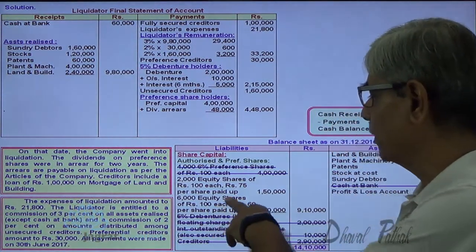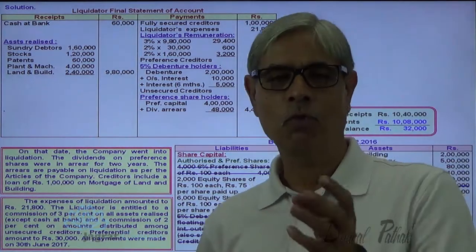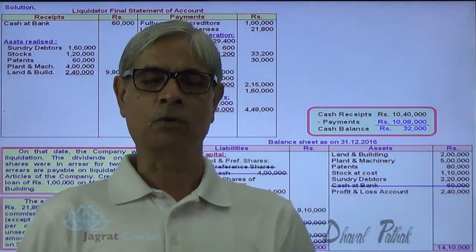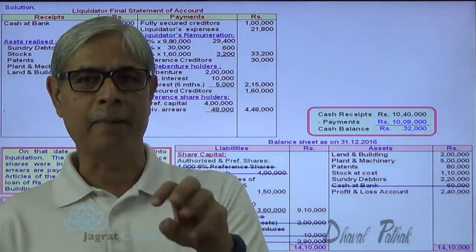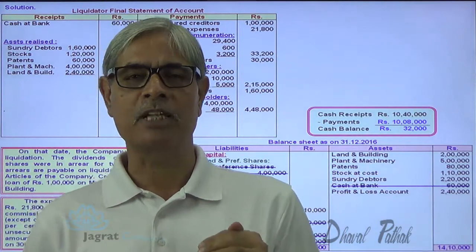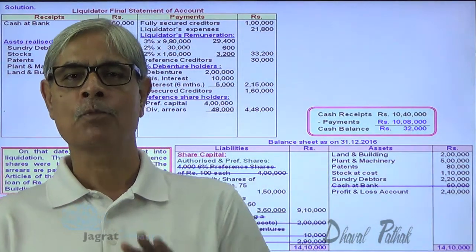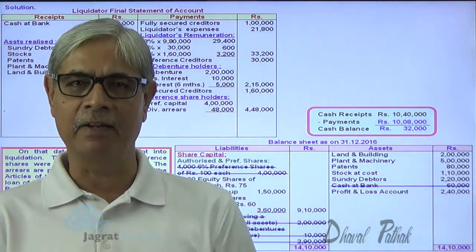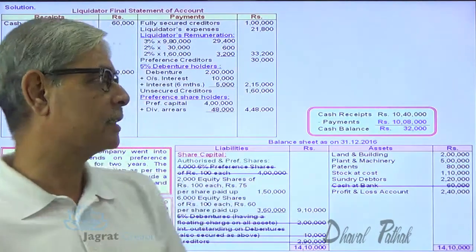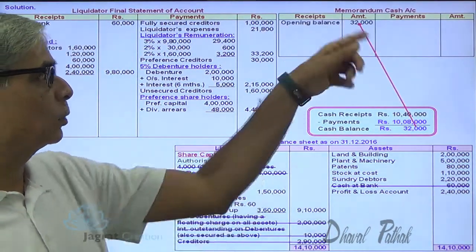Now there are 2 types of equity shares. One is 75 paid up and the second is 60 paid up. So what I do, I prepare memoranda cash account wherein I am going to demand notionally all calls on both the types of shares so that they become fully paid up. And by that I will come to know how much is the cash balance available to pay all fully paid up shares. So let me prepare memoranda cash account. There I write 32,000.